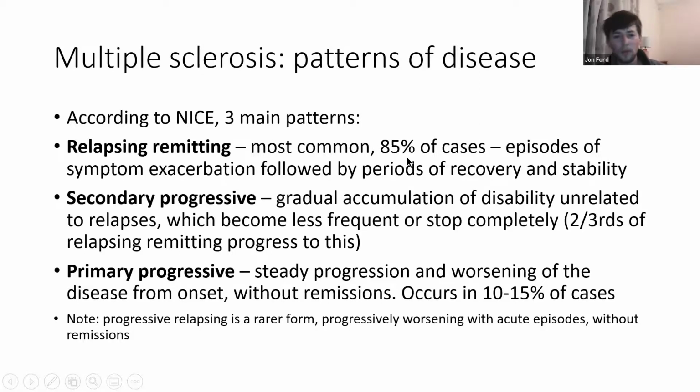It's these episodes of exacerbation of symptoms followed by periods of recovery and stability. And then secondary progressive is where somebody with this might gradually start accumulating disability and not having proper remissions. And often they progress onto this, indeed 2/3 do. And then primary progressive is not punctuated with these relapses. It's just a gradually worsening disease progression, which is a little bit less common, in 10 to 15% of cases.